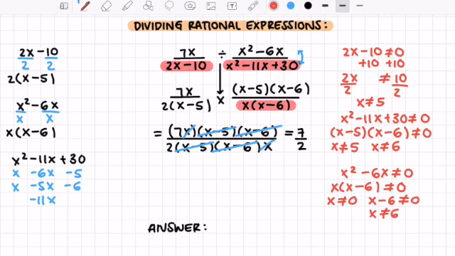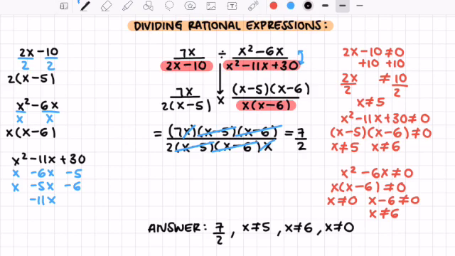Okay, so from here, I have x cannot equal 5 as a restriction. I also have x cannot equal 6, and I have x cannot equal 0. Done. Okay, so that would be my final answer in the end.